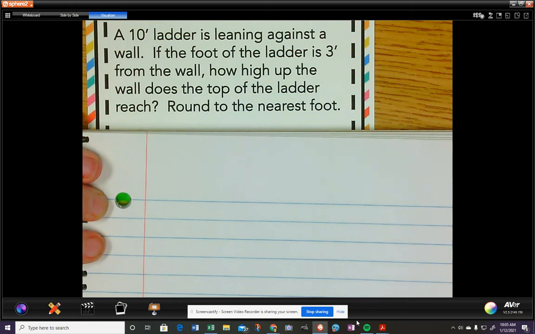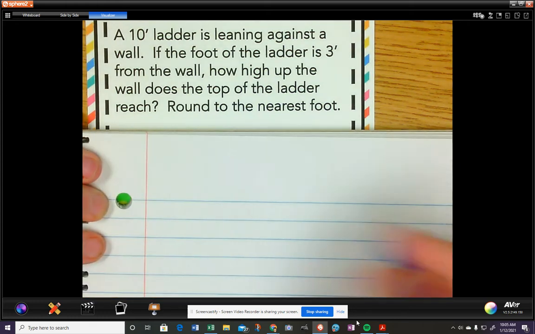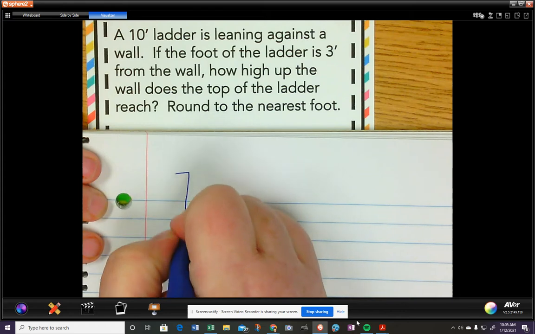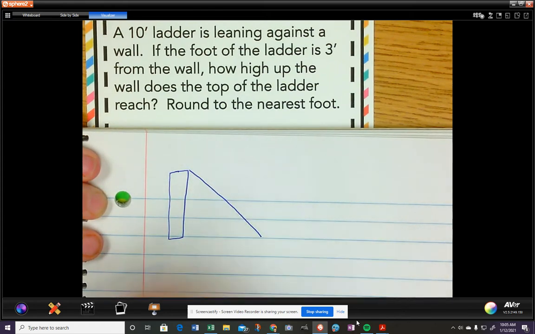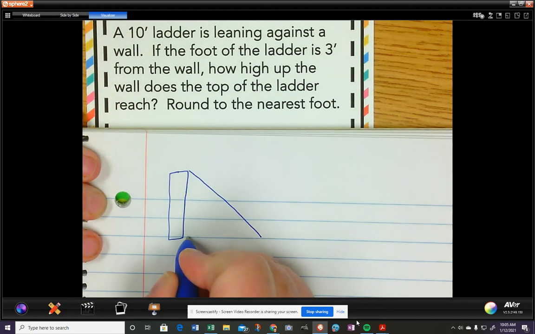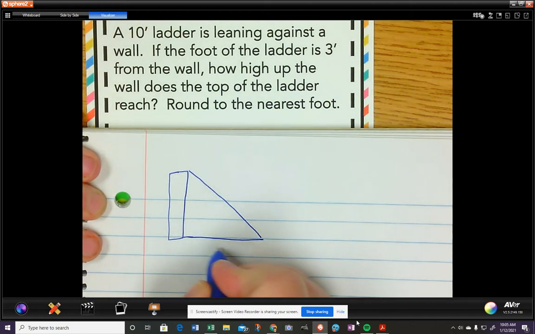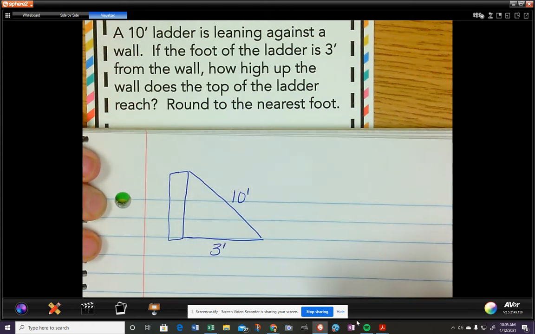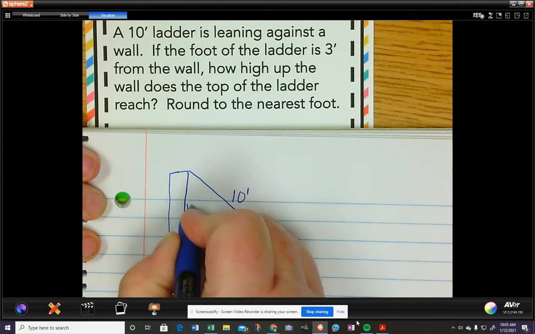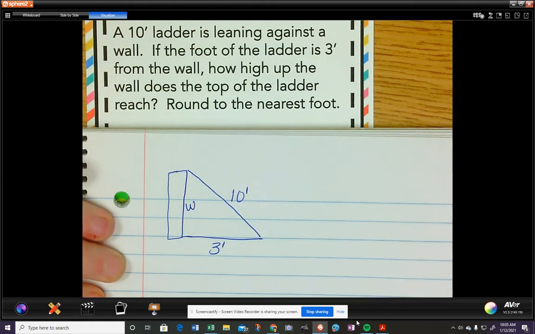So do you have a picture? No. Let's draw one. So here's my wall. Here's my ladder. And it is 3 feet from the wall. So here's my 3 feet. And here's the length of the ladder, 10 feet. My wall, I don't know how tall it is.